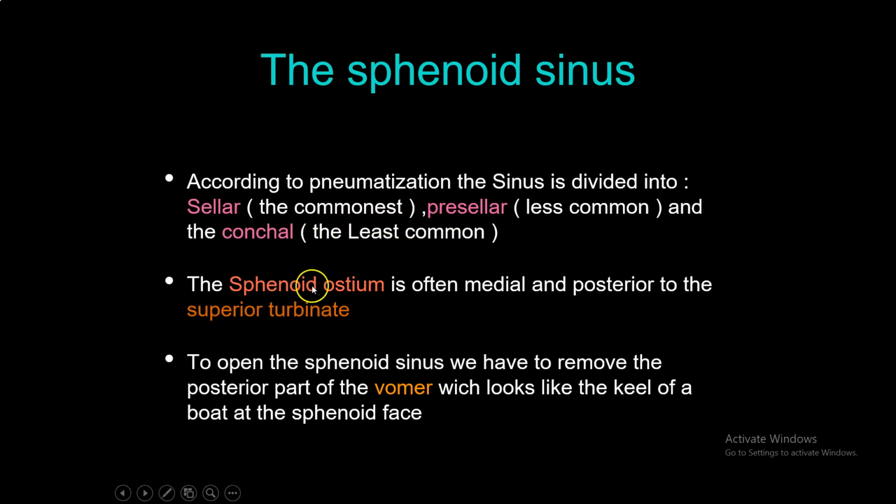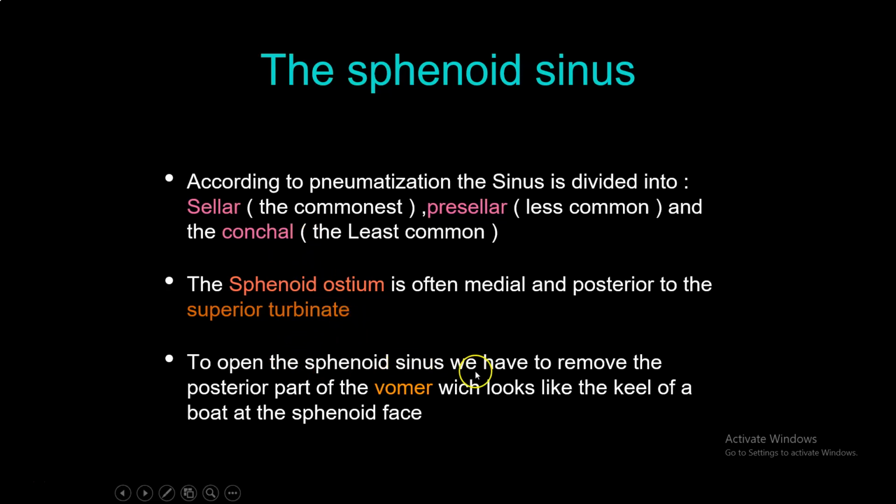As we said, the sphenoid ostium is often medial and posterior to the superior turbinate. So when you reach the cavity of the nose, you look to the superior turbinate, and medial and posterior to the superior turbinate, you find the sphenoid ostium.